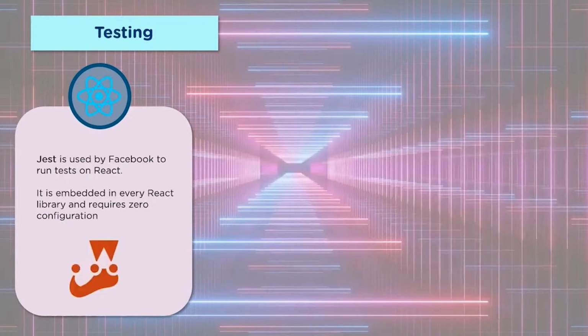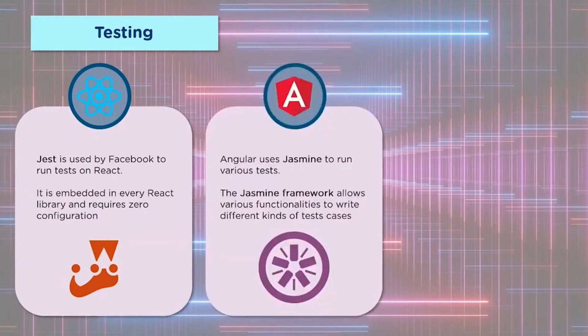Let's move on to testing. Now Jest is a framework or an API that is developed by Facebook and is used to run tests on React applications to ensure that they are bug-free. Now it is embedded typically in every React library and requires zero configuration. Now Angular on the other hand uses the Jasmine framework. Now this framework allows various functionalities to write different kinds of test cases. This also ensures that the application is error-free.